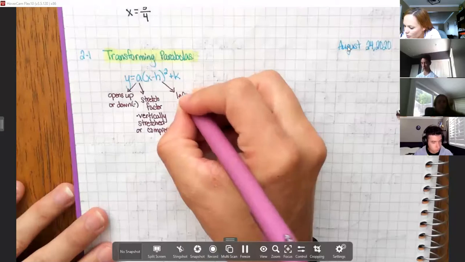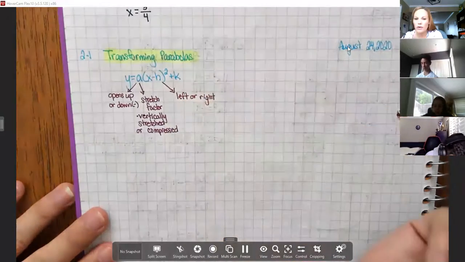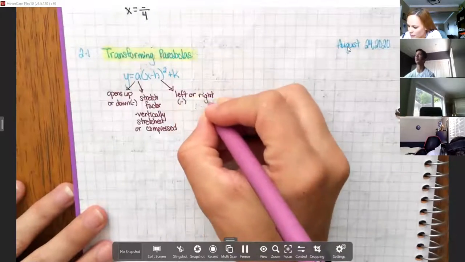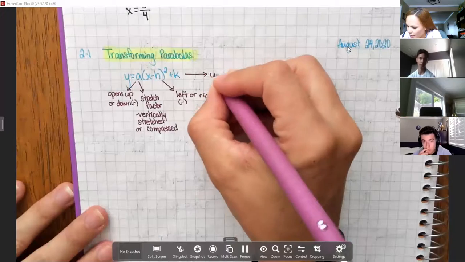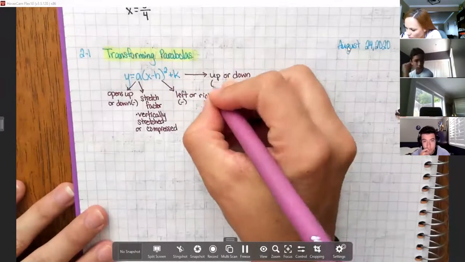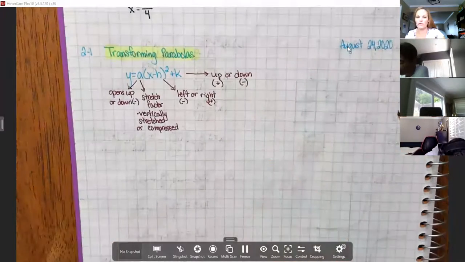H is going to move it left or right. Remember, left is negative, right is positive. And then K similarly is up or down. So if it's positive, it's up, and if K is negative, it moves it down.